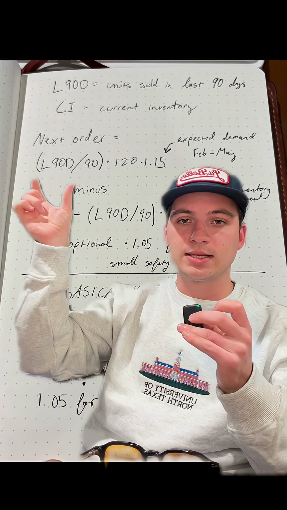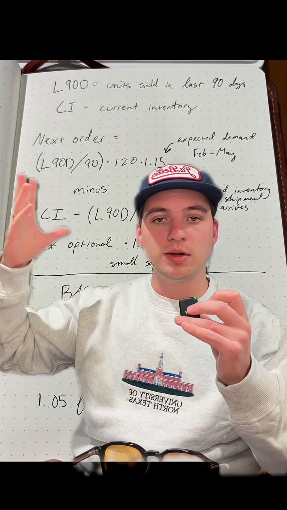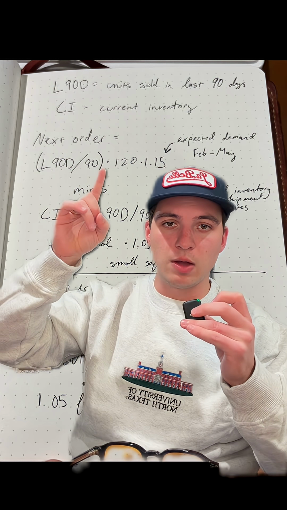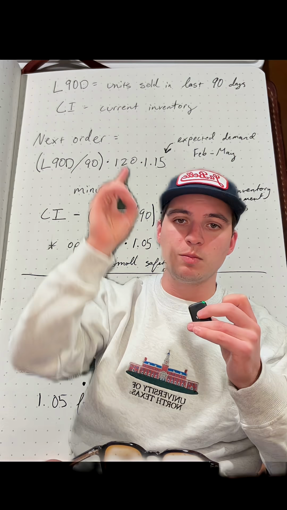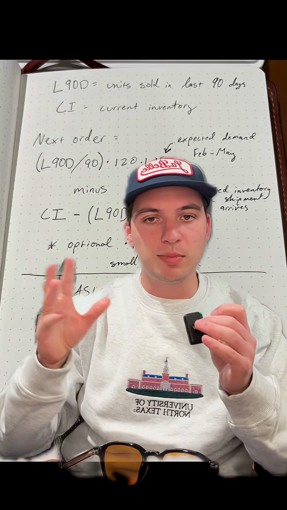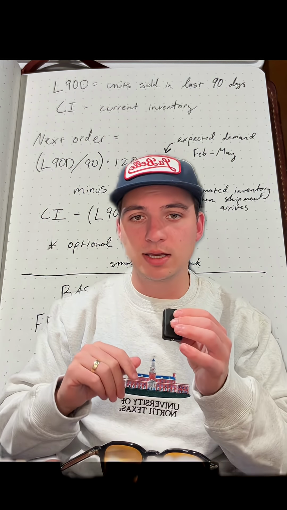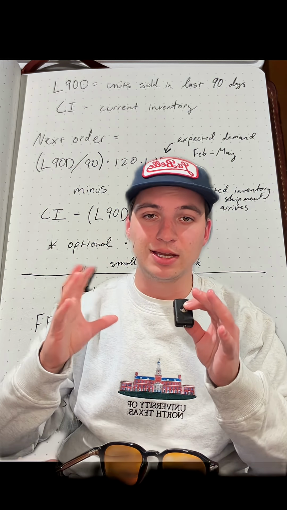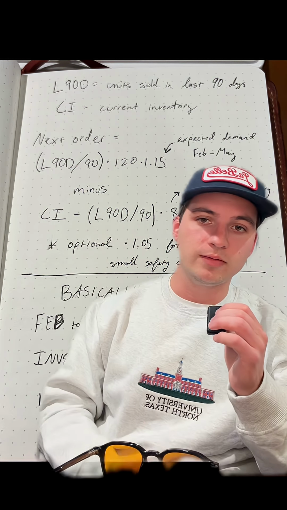I use the last 90 days divided by 90 to figure out units sold per day, multiplied by 120. This is going to be our expected demand for February to May. I also multiply by 1.15 because typically around graduation season, there's a 10 to 25% increase in sales. So we use 15% there.